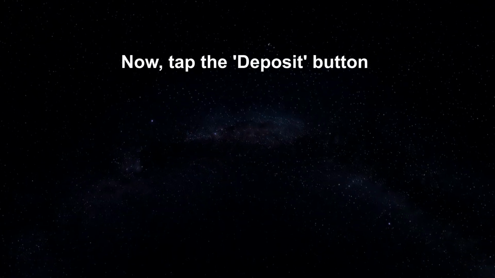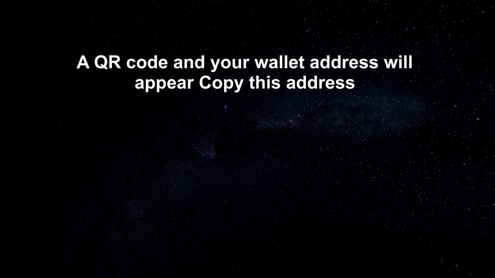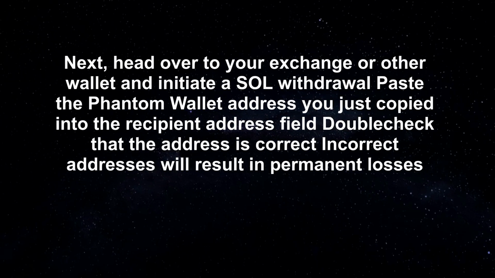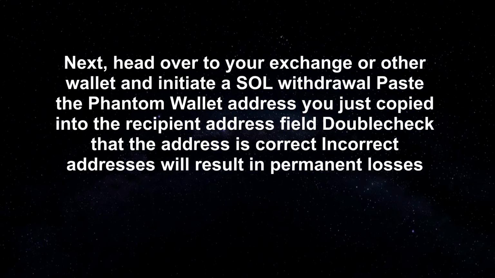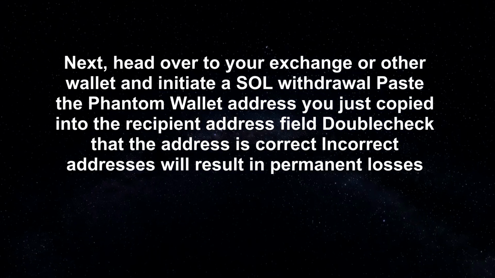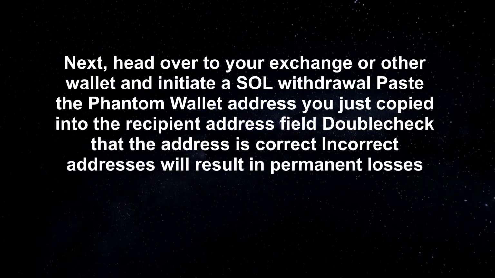Now tap the deposit button. A QR code and your wallet address will appear. Copy this address. Next, head over to your exchange or other wallet and initiate a SOL withdrawal. Paste the Phantom wallet address you just copied into the recipient address field. Double check that the address is correct. Incorrect addresses will result in permanent losses.